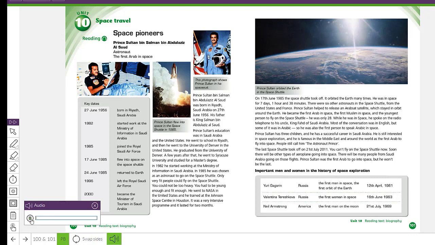Poster 10 and Pupils Book Unit 10, page 100. Reading. Space Pioneers. Prince Sultan bin Salman bin Abdulaziz Al Saud, astronaut, the first Arab in space. This photograph shows Prince Sultan in his spacesuit.